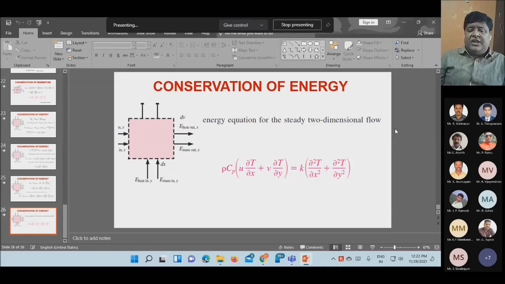There are certain correlations like the Dittus-Boelter correlation, 0.023 into Reynolds number raised to the power m and Prandtl number raised to the power n, where m and n are values which depend upon whether the fluid is heated or cooled. That is a very common correlation that is normally used. Similarly, Nusselt number equal to 4.64. Unless something else is specified, you can use these correlations and effectively solve your problem.